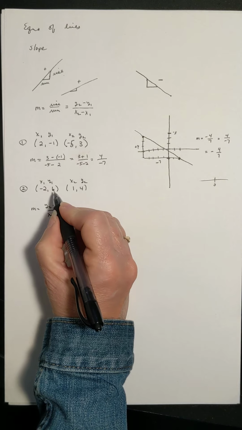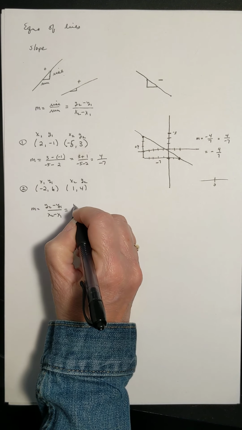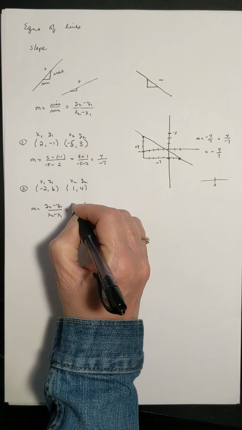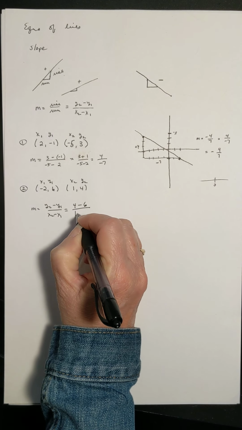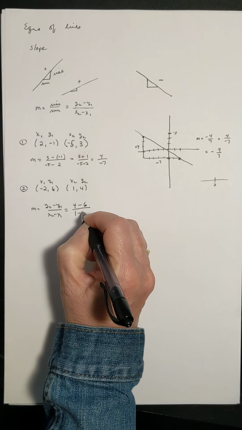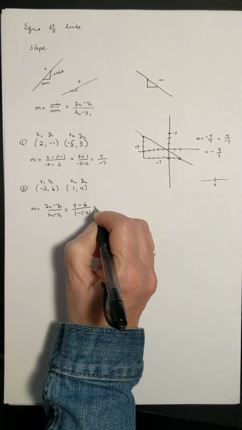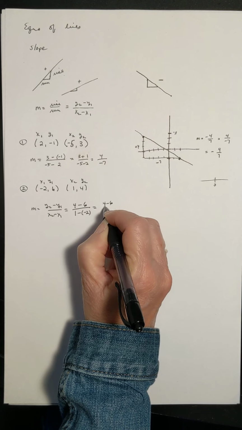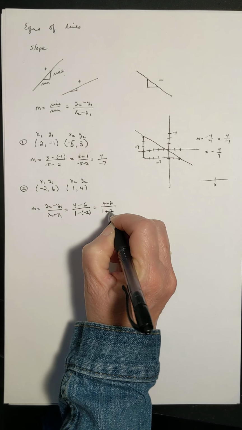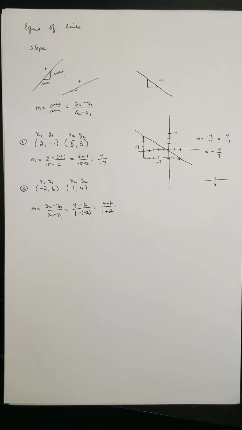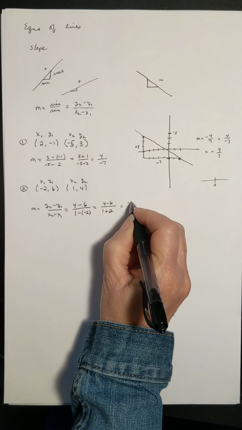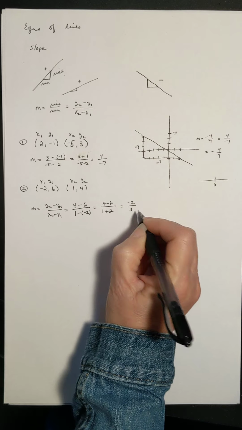So this would be 4, y2 is 4, minus y1 is 6, over x1 is 1, minus x2 is negative 2. So this would be 4 minus 6 over 1 plus 2, because minus a negative 1 is plus, and minus a negative 2 is plus 2. So this would be negative 2 over 3.